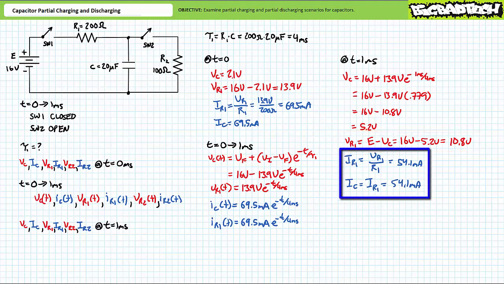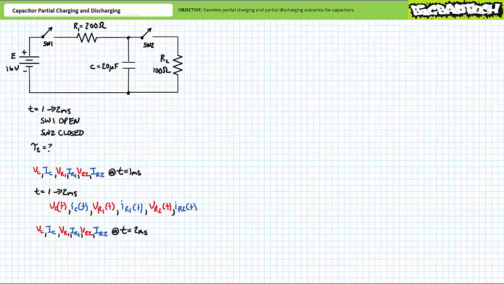An application of Ohm's law demonstrates that at the time of switch 1's opening at t equals 1 millisecond, R1 and the capacitor must be experiencing 54.1 milliamperes of current. At the time of switchover, current is still flowing through R1 because the capacitor is still charging. Let's now move on to stage 2.